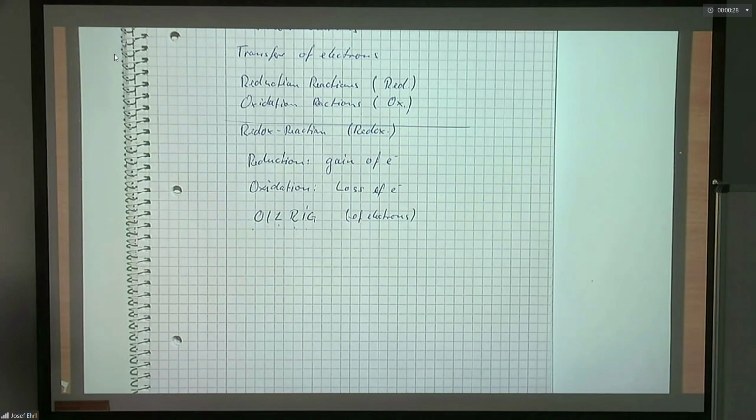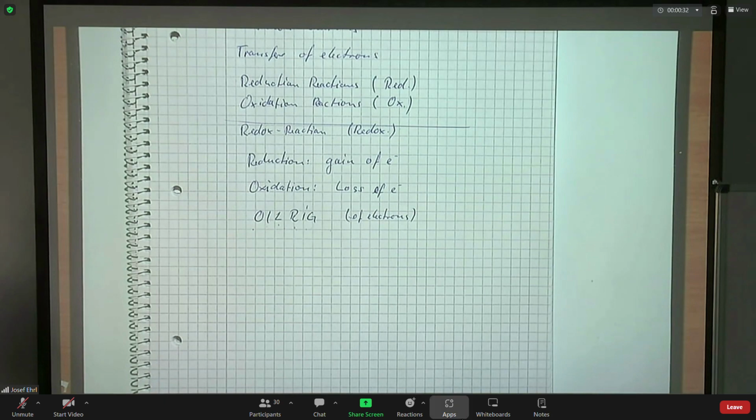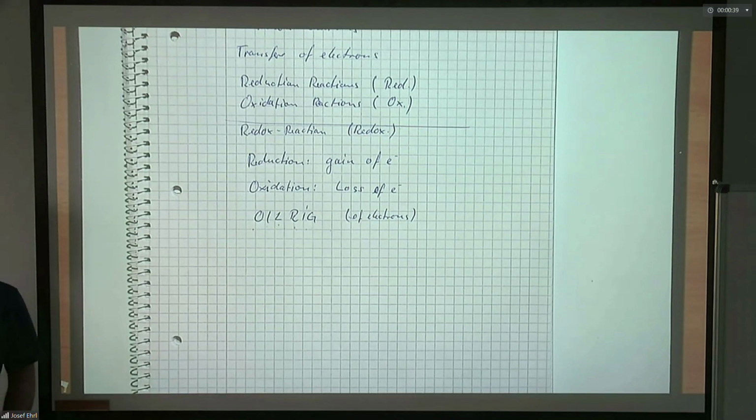If the oxidation number becomes less, then it's a reduction. If the oxidation number becomes more positive, then it's an oxidation. Becoming less, being reduced, yeah. Whatever you prefer, whatever helps you to memorize this.